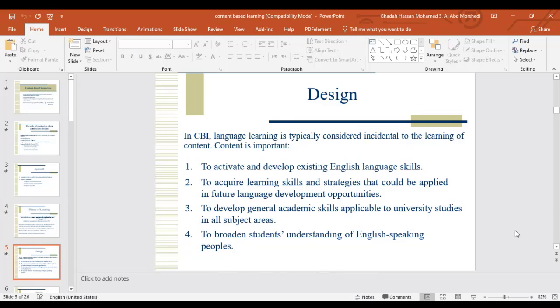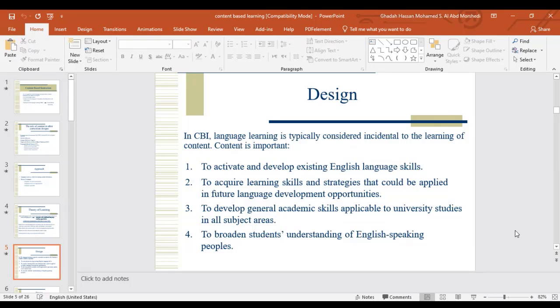So you will start with the existing English language skill. Like, your students, what are the existing language skills, and then you will start to develop and activate those skills. And then you will try to build up on the skills that are required for the students to acquire the new skills. So you build up on what they have, and then you improve that and you develop the new skills related to the language.